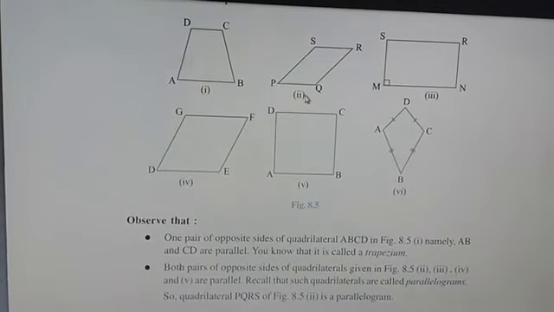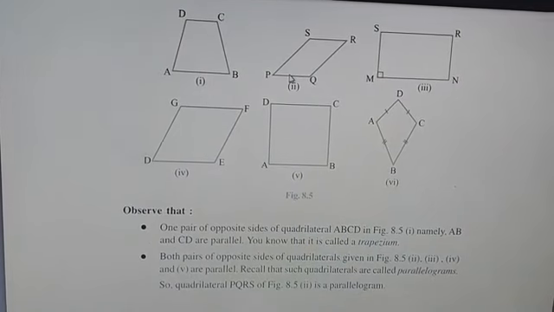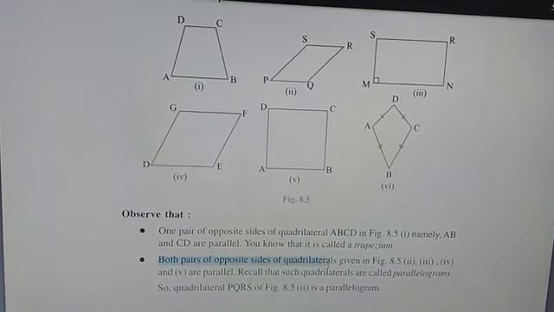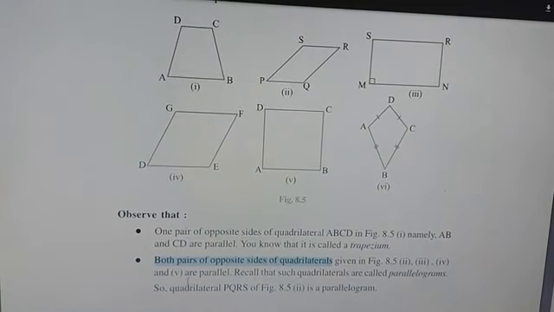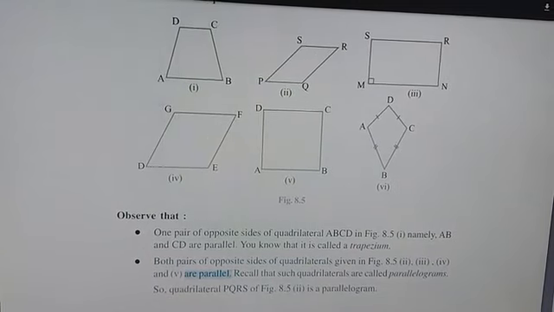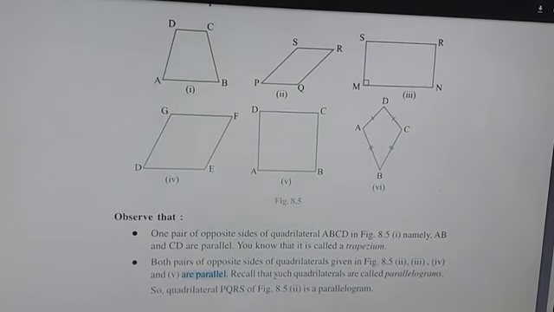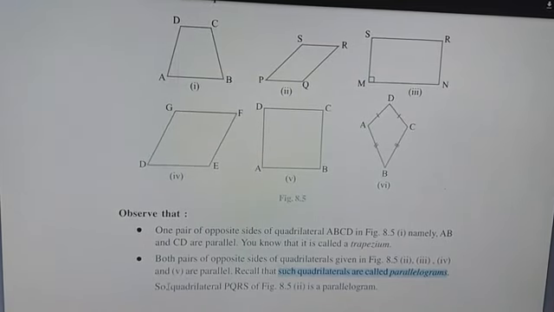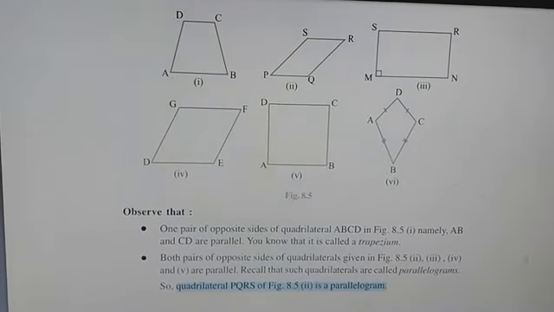Now the second figure, the name is parallelogram. In this one, you will write: both pairs of opposite sides of a quadrilateral are parallel. Then such quadrilaterals are called parallelograms. So quadrilateral PQRS of the second figure is a parallelogram. Is it clear? Now the third one is rectangle.